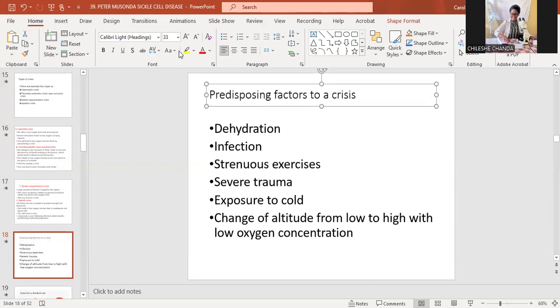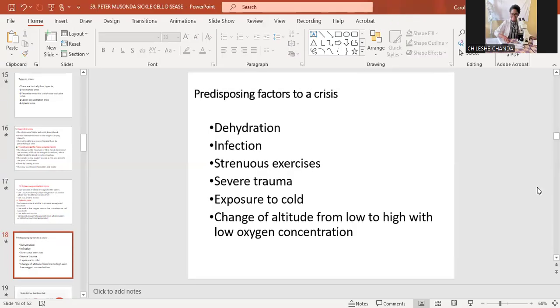Dehydration leads to blood viscosity, which results in failure of the blood moving in the way that it should move. Therefore, the patient is going to go into a crisis. The second one is infection, especially those infections that destroy red blood cells or the infections that will affect the bone marrow's production of red blood cells. And so you find that the patient goes into a crisis.